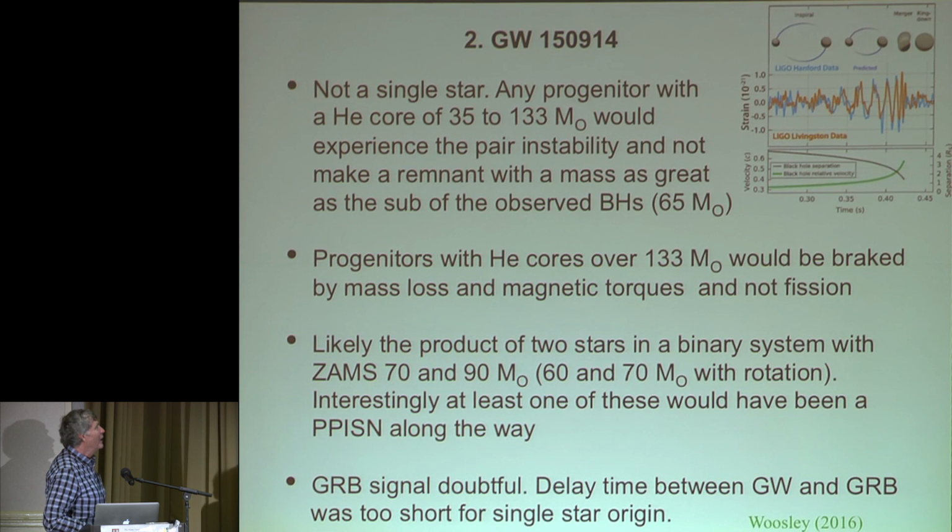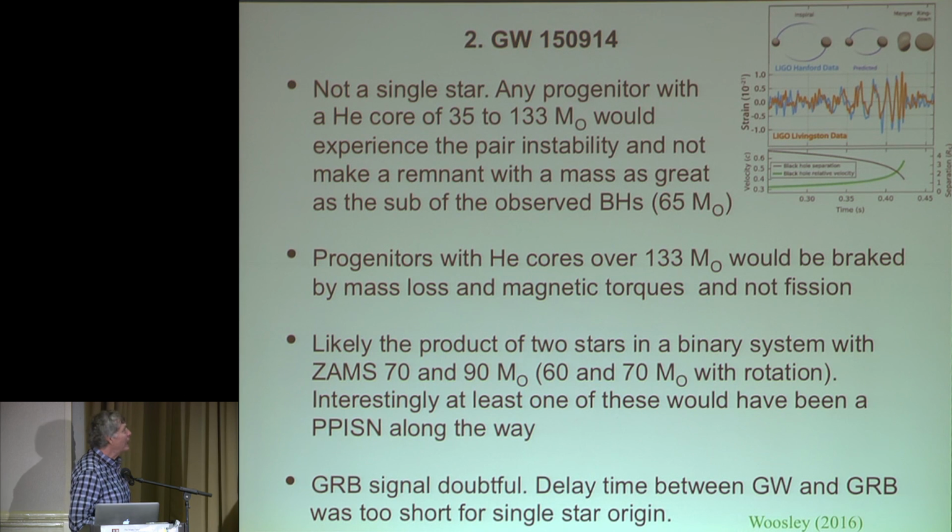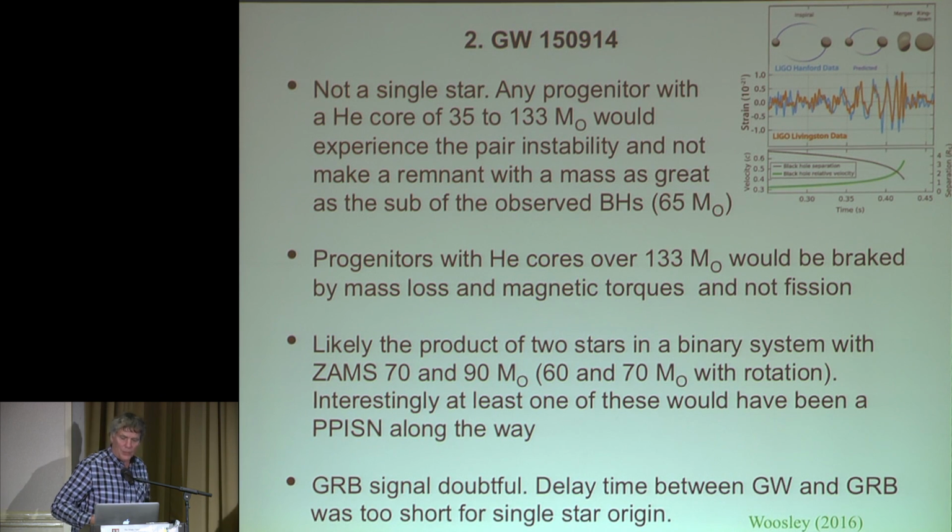Gravitational radiation, just one quick slide. You can't make the gravitational radiation that was seen, I claim, from any single star, because everything in the mass range 35 to 133 solar masses either blows up or pulses until it has too small a mass to make the merging stars. There's great trouble getting the gamma ray burst signal out of a single star with the half-second delay that was observed. And in short, I don't believe the gamma ray burst.